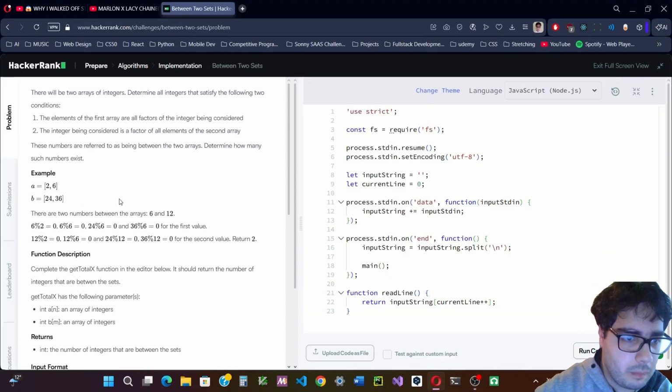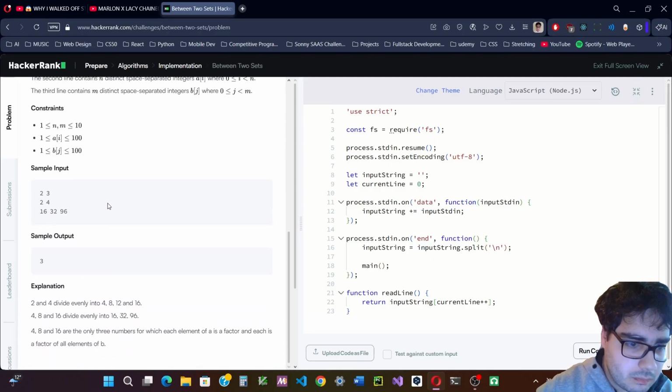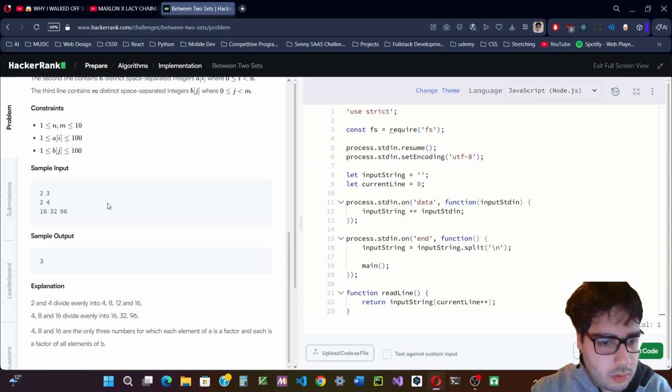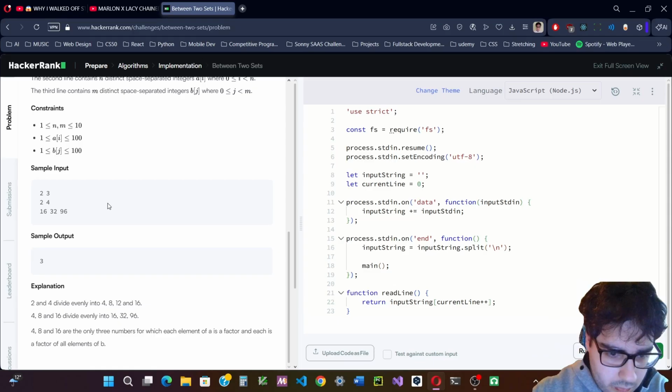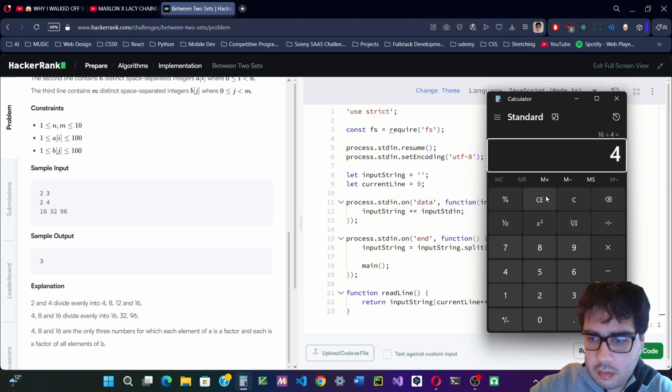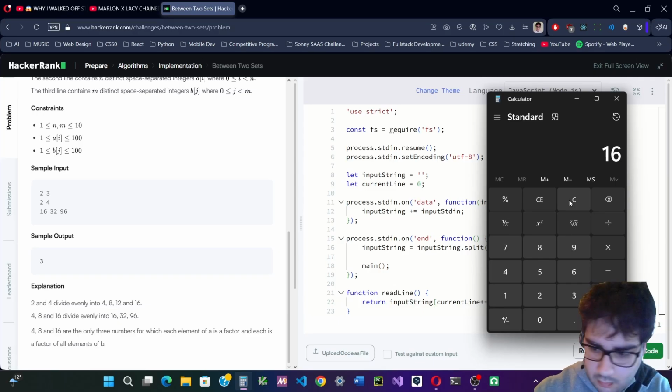Not gonna lie, I kinda lost the plot. 4 divides evenly into 8 and 16. 8 and 16 are the only two numbers for which each element of a is a factor, and each is a factor of all elements of b. So 4, 16 divided by 4, 16 divided by 8.